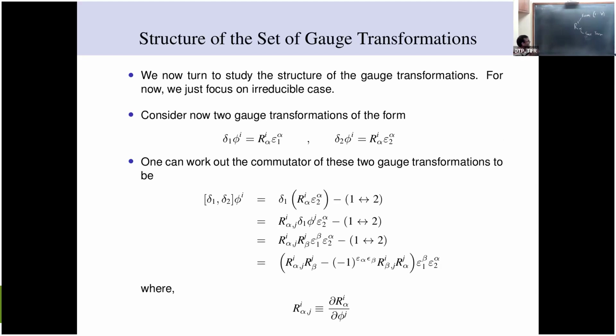So these were the two kinds of gauge transformations we had, and now let's see, what is the structure of these gauge transformations? So far we have just described these two, but what is their structure? What kind of functions encode information about this gauge algebra? Let's discuss them. For now, let's just focus on the irreducible case. So consider two gauge transformations of this type, the irreducible ones.